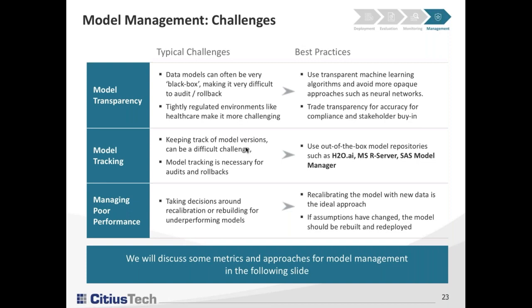So the next piece is around model tracking. This is also a key consideration. It's important to have a platform that's capable of managing multiple versions of a given model, or a set of models actually, for the purpose of audits and rollbacks. Especially as business priorities change, a previous version of the model may become more relevant. And in these cases, having a model management platform can provide much of the needed functionality to ensure the models are managed efficiently. Some examples of model management systems: there's H2O.ai, Microsoft R Server, SAS Model Manager.